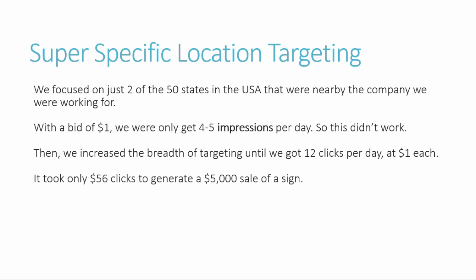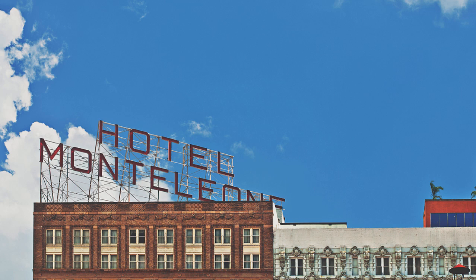With a bid of just $1 on Google AdWords, meaning the cost we're paying per click to our website, we were only getting about 4 to 5 impressions per day. So this strategy by itself did not work. But then we increased the breadth of targeting until we got 12 clicks per day at about $1 each still. So it only took 56 clicks to generate a $5,000 sale of a sign.